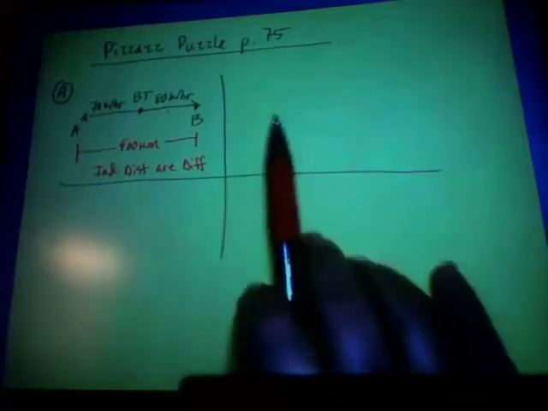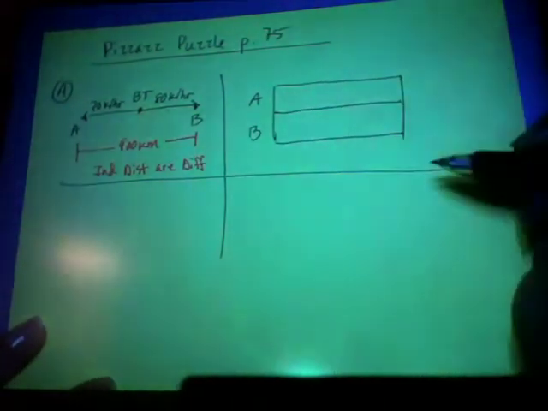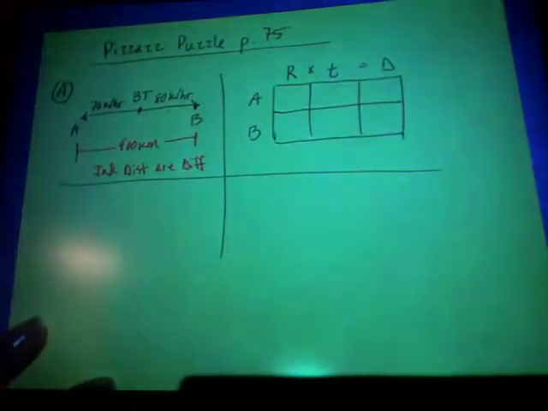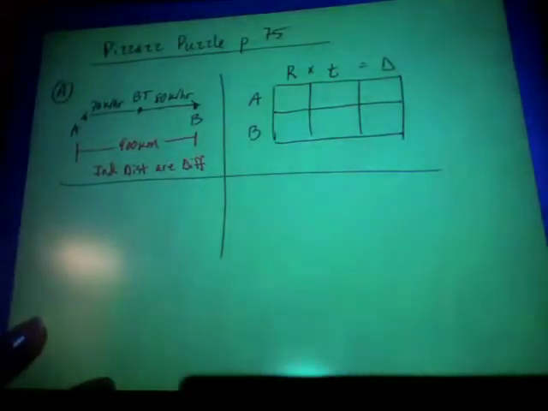So then in the second box over here, I want you to create a chart. We're going to have truck A and truck B. I'm going to create a table that has 2 rows and 3 columns. We'll always create 2 rows and 3 columns for these problems. At the top of the columns, I want you to label them as rate times time equals distance. And you're going to fill in that table what you know.